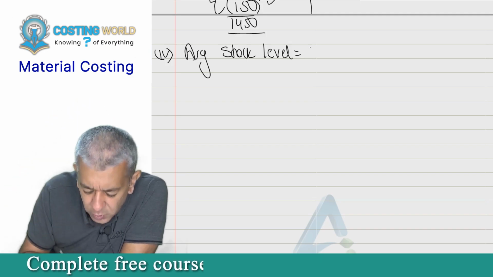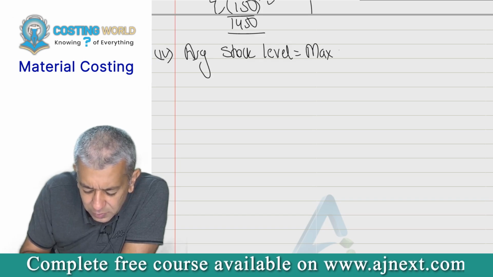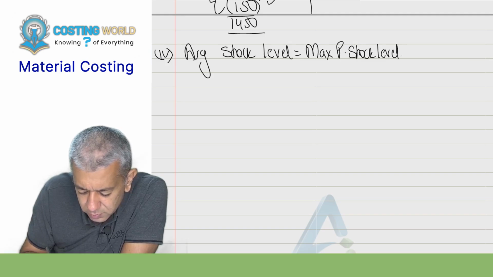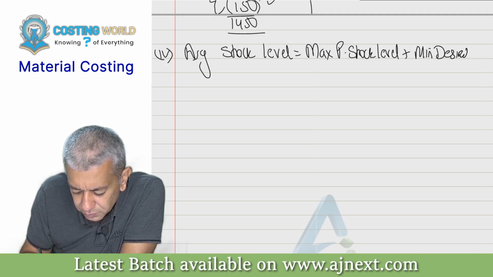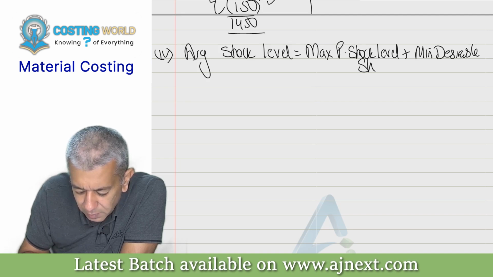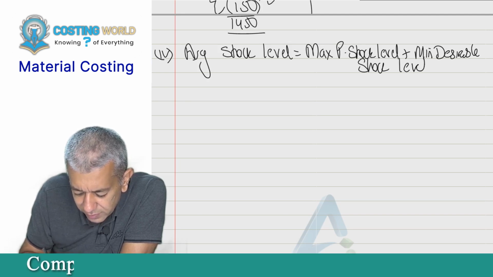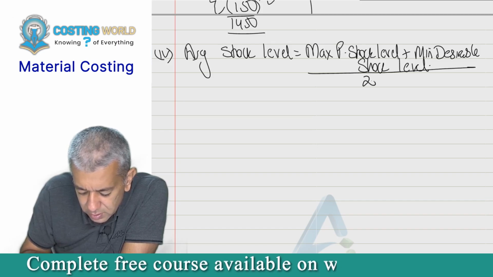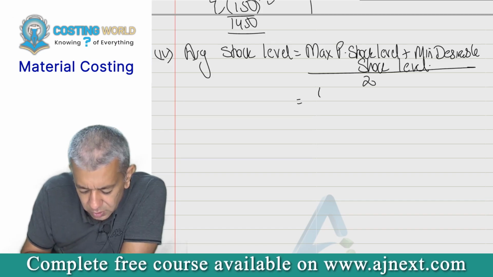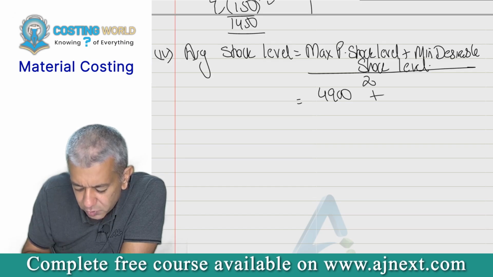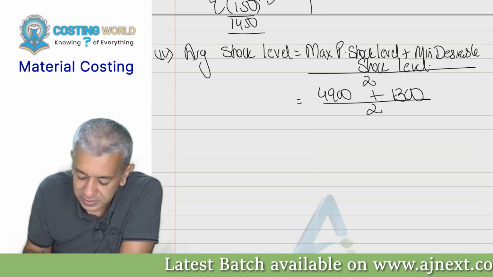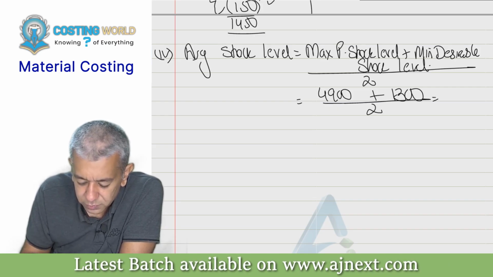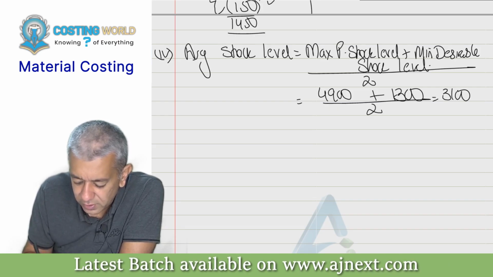Okay, so therefore, you can write down maximum possible stock level plus minimum desirable stock level upon 2. So this was yesterday's stuff, 4900. This is yesterday's stuff plus 1300 divided by 2, 3100 units.